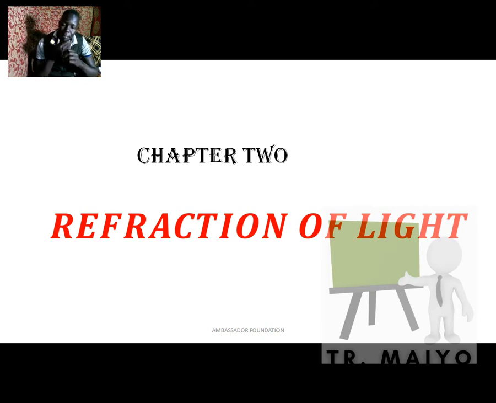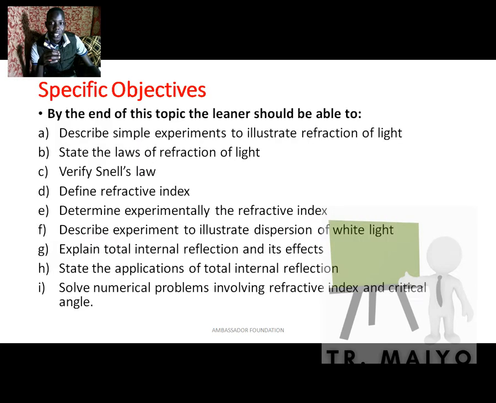In Form 1, we learned about rectilinear propagation of light. In Form 2, we learned about reflection at the curved surfaces or the curved mirrors. In Form 3, we are now learning about refraction of light, and in Form 4, we will learn about thin lenses, which is a topic dealing with light. Welcome. I hope you will enjoy the lesson.